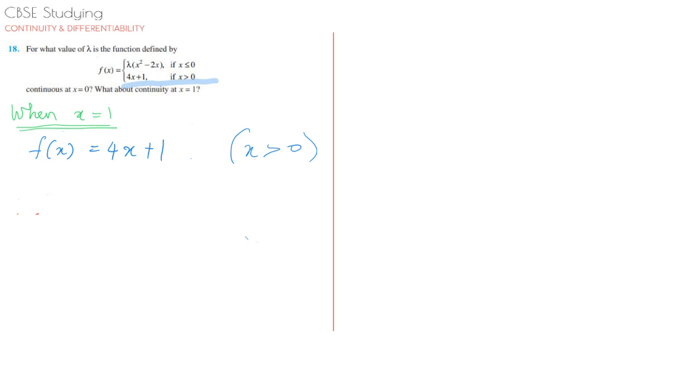So what can we finally say? Since this is a polynomial, the function is continuous at x equals 1. And we are done with the 18th question. Okay, so now moving on to the 19th question.